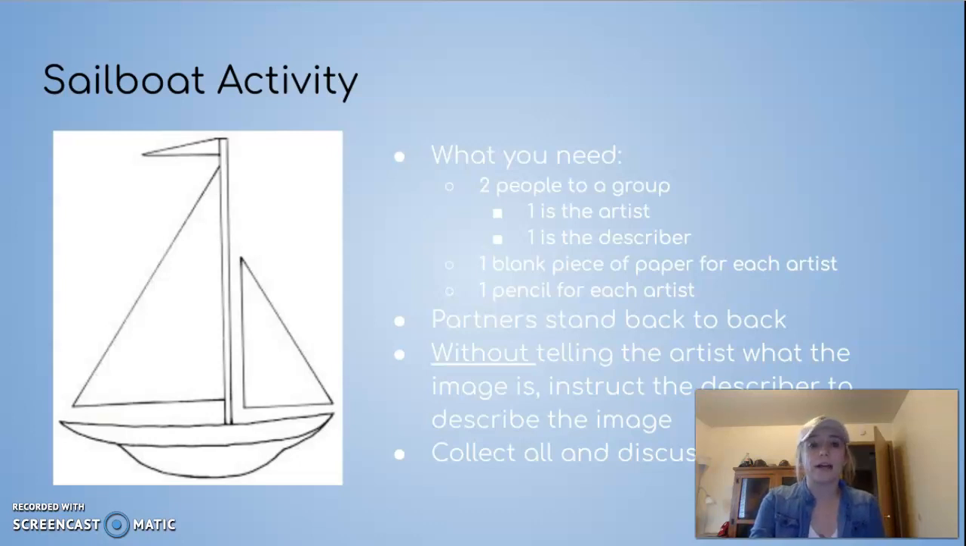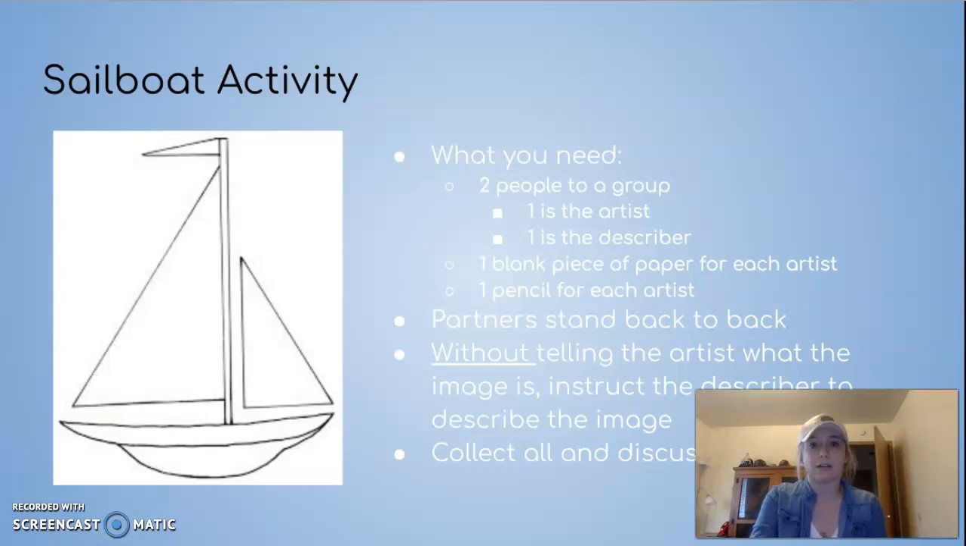When all students are done with their drawings, collect all of them, the originals and the artworks, and I would put them under the projector and then have each group come to the front of the class or just raise their hand when their image is up on the board. Have them discuss what worked well, what didn't work well. If their descriptions were good enough, then chances are it's going to look very similar to the original.